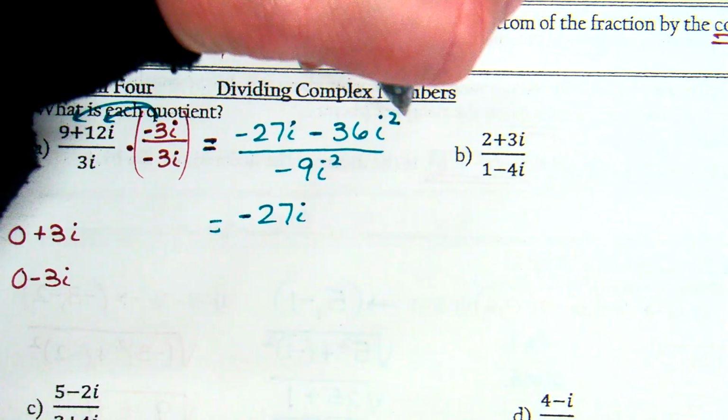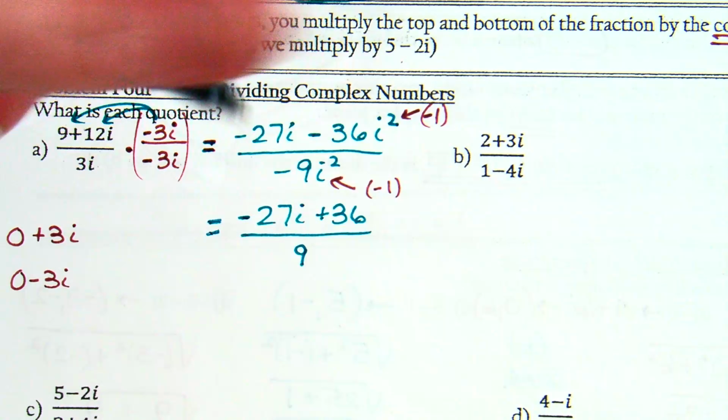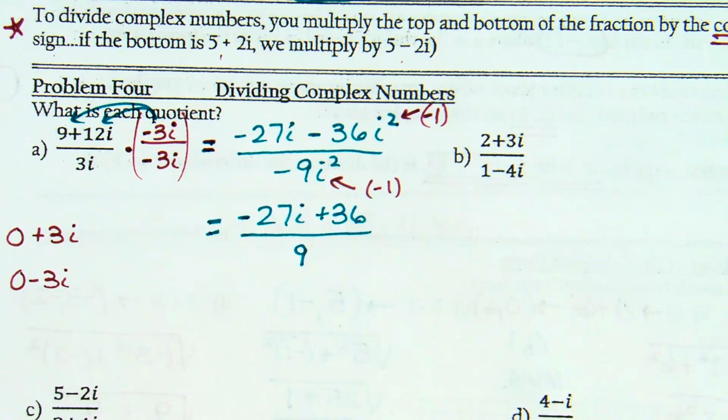So what do you know about minus 36i squared? It's going to be plus 36 because i squared is negative 1, so negative 1 times negative 36 becomes plus 36. Denominator, what is negative 9i squared? Plus 9 because i squared is negative 1. Do I get to stop here? No. What does that 9 have to go with? 36.